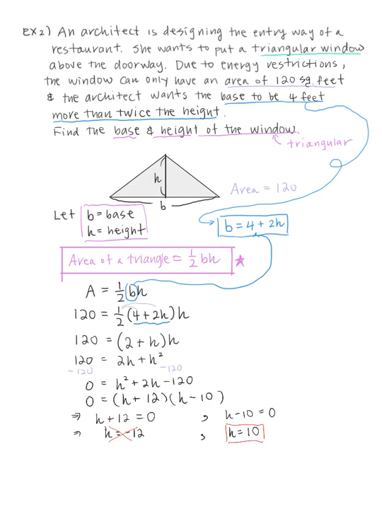Now, given that, how do we find the base? Well, look over here. This is the formula for our base, isn't it? So here, I'm going to rewrite it like this. Since B equals 4 plus 2H, but we just discovered that H is 10. So that implies that B equals 4 plus 2 times 10. So base must be 4 plus 20. So our base is 24, it looks like.